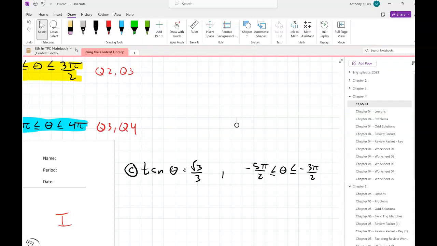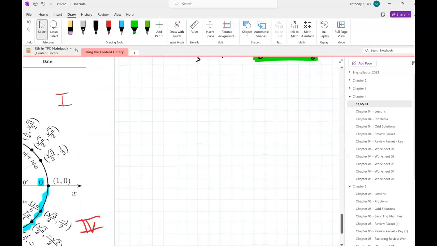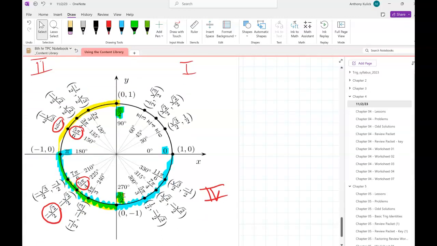Let's say we have tan theta equals root 3 over 3 from negative 5 pi over 2 to negative 3 pi over 2. What do we start by doing? We want to figure out what quadrants we need to be looking at, right? Now I know that there's no negative angles on my unit circle, but that's okay. I'm just going to start at 0, and because we're talking about negative angles, which way am I counting? Clockwise, right? So 0, negative a half, negative 1, negative 1 and a half, negative 2, and then negative 2 and a half. So we're covering quadrants 1 and 4. Everybody's okay there?